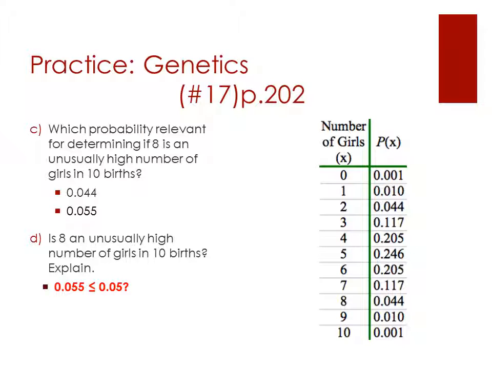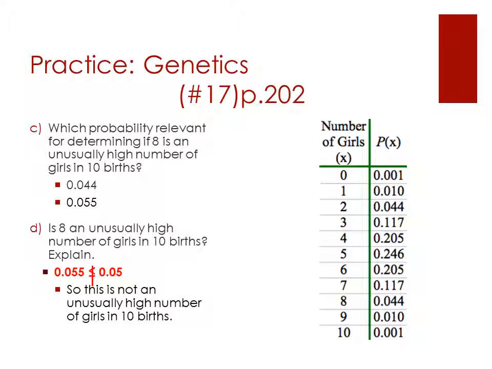So here we have 0.055, that is our probability of 8 or more, and I've plugged it into the formula of less than or equal to 0.05, asking the question, is this a true statement? This is not a true statement. So this is not an unusually high number of girls in 10 births. So having 8 or more girls out of 10 births is not an unusually high number of girls in 10 births. Okay? Keep in mind, this is our 0.05 that we're working with here.